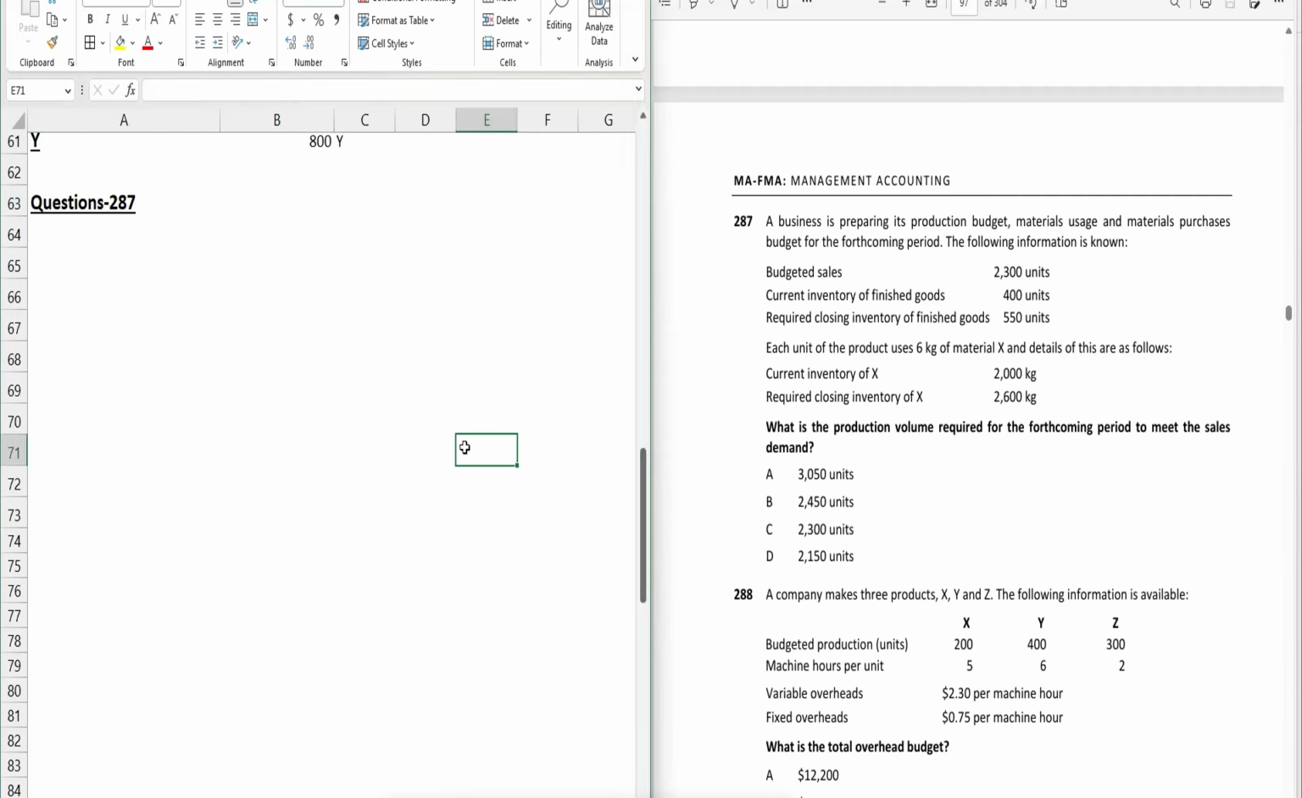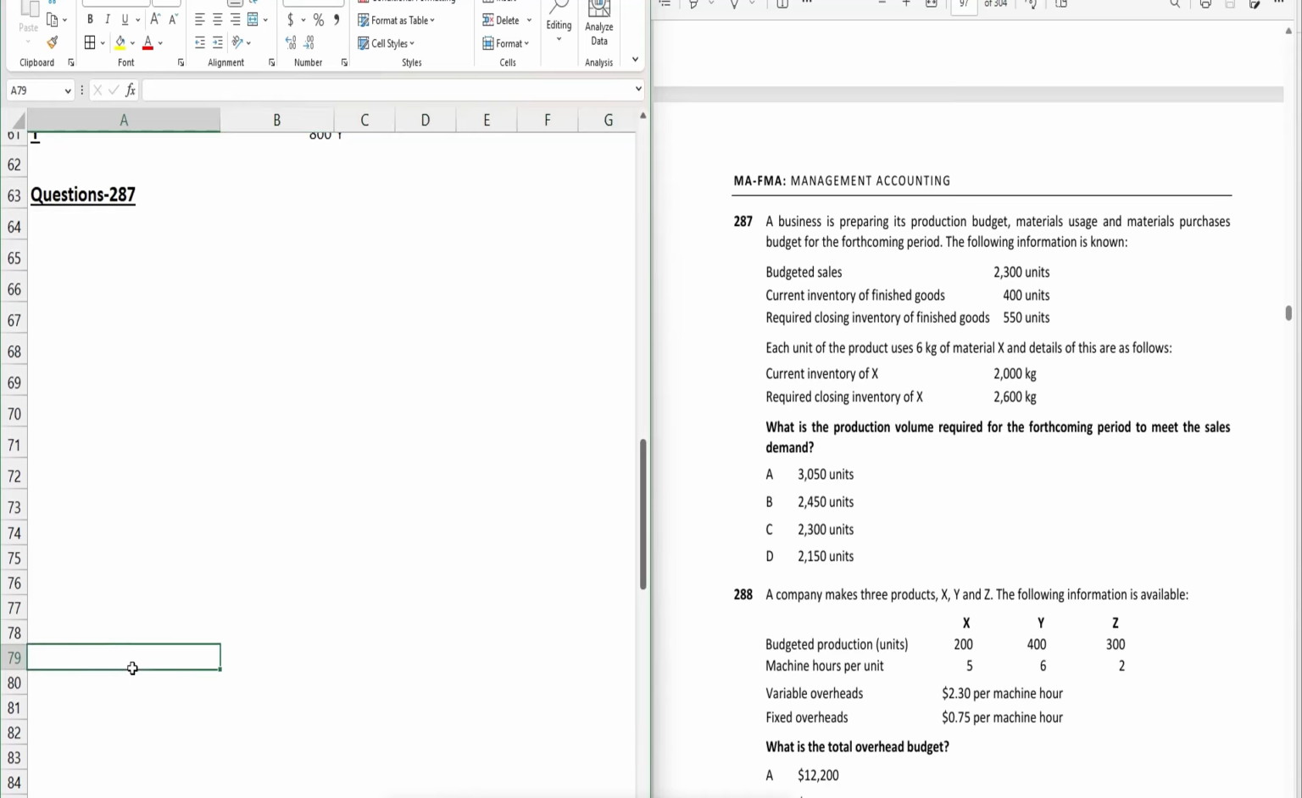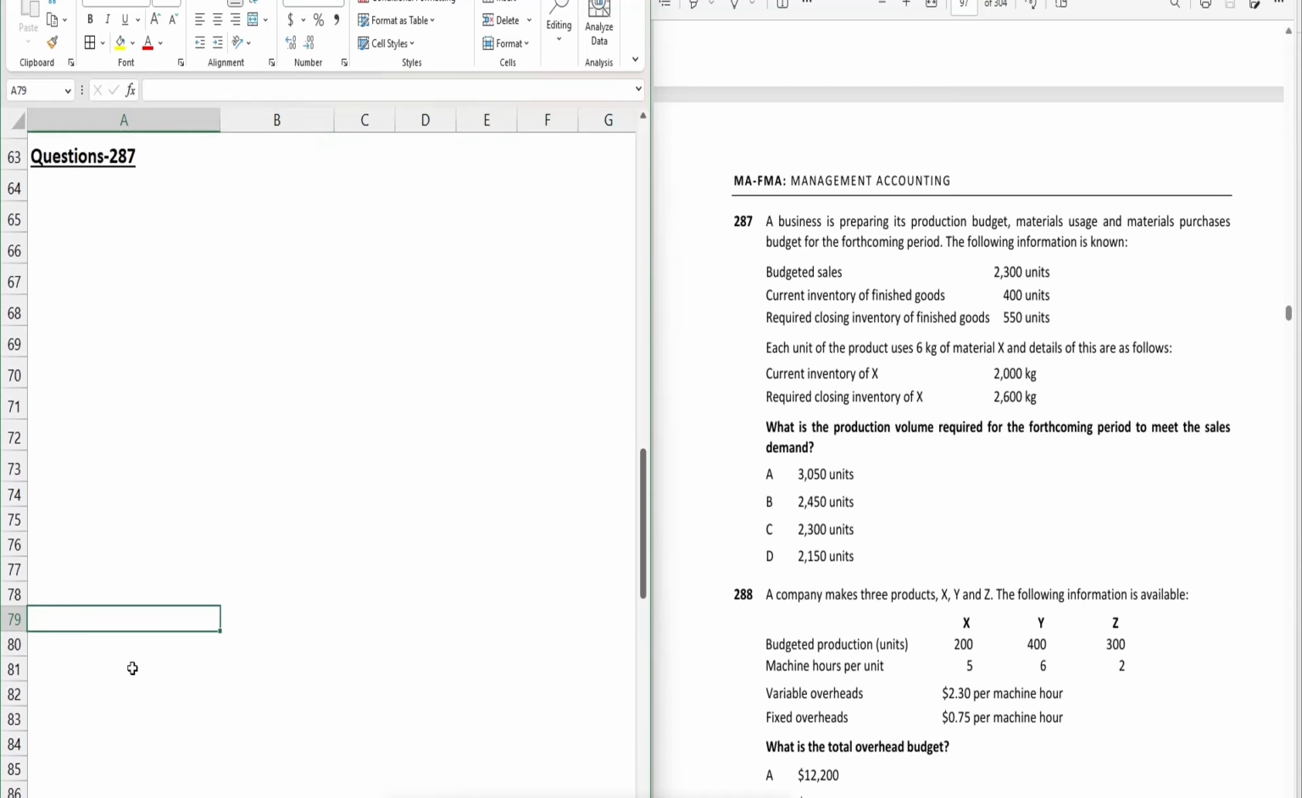I know you guys might find this question very challenging, but it's not. It's very easy based on the concept that we have solved in a few questions previously. So let's do this question together. In order to calculate the production volume, first let's figure out what information is given in the question.